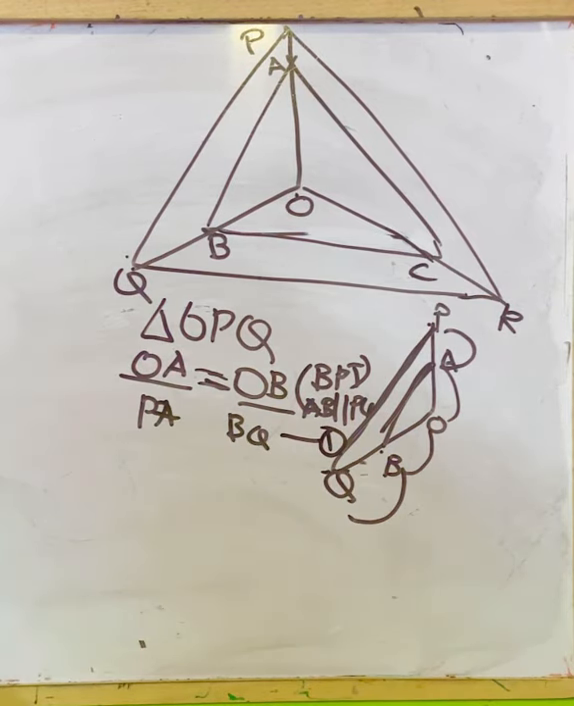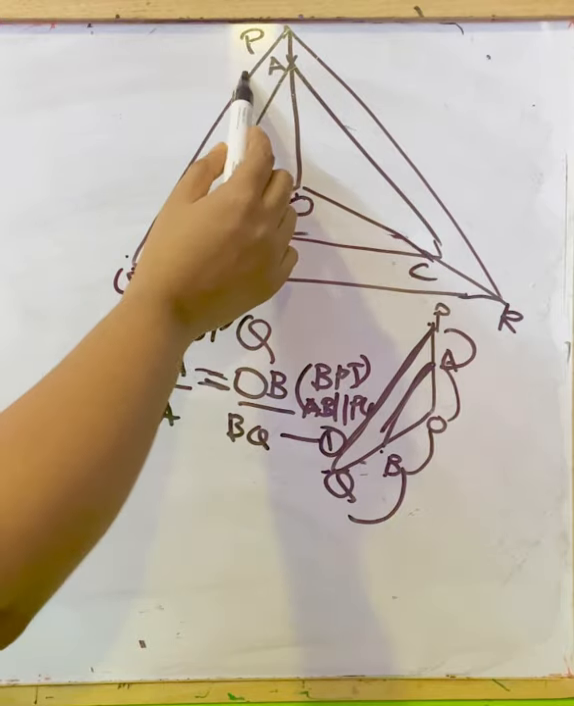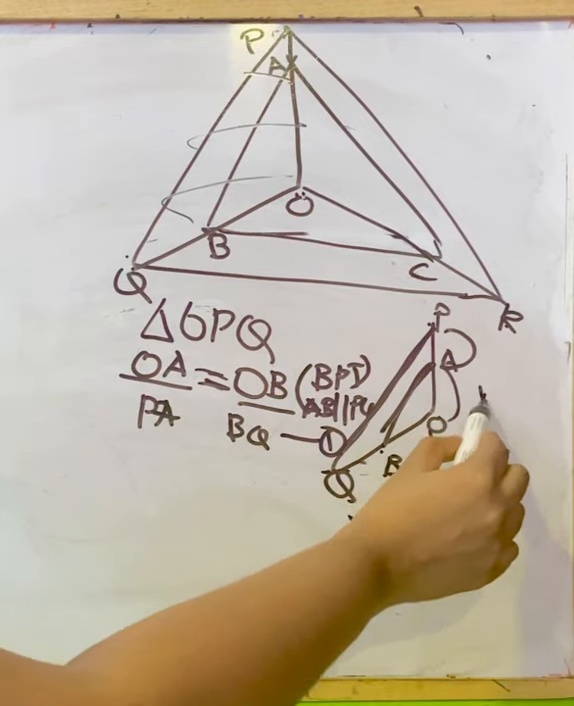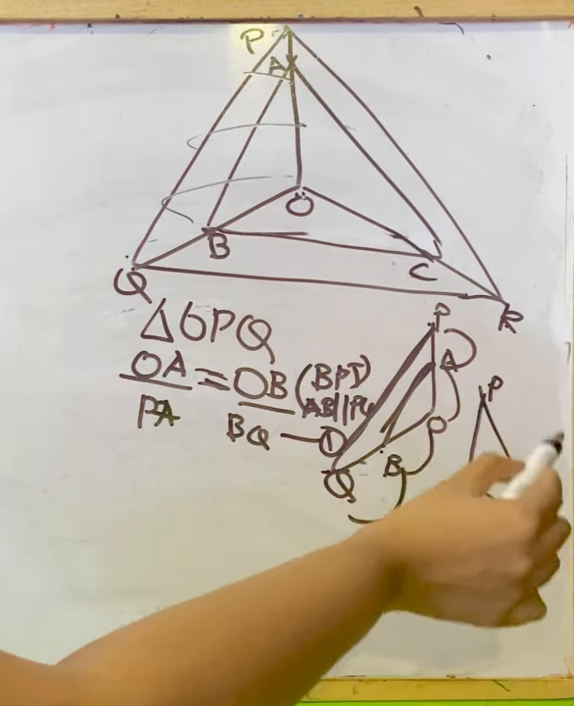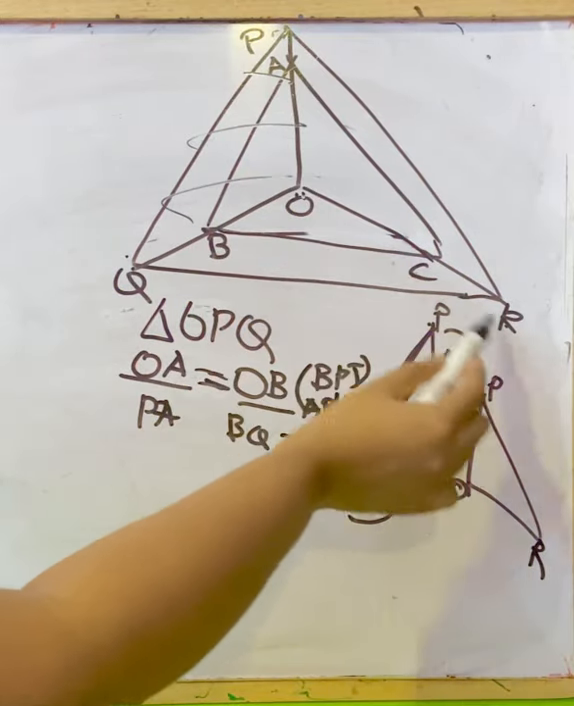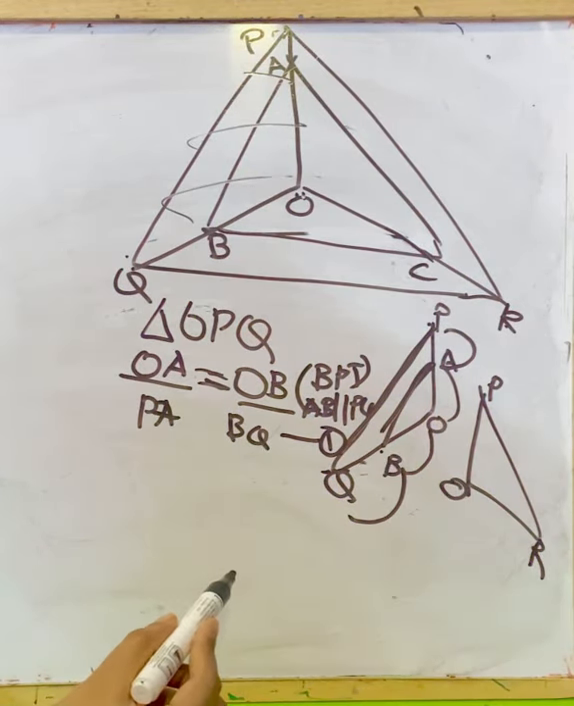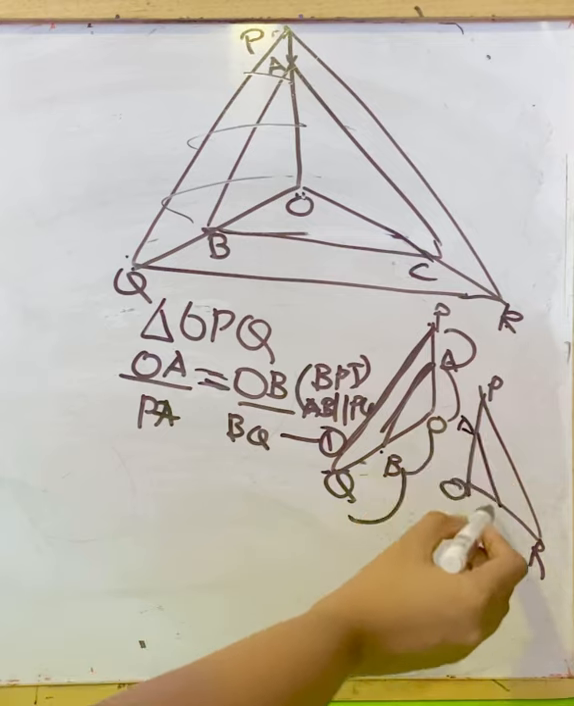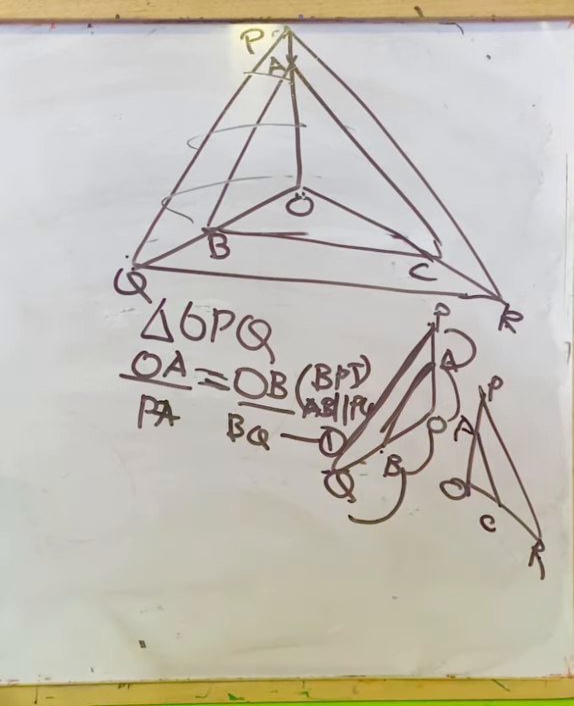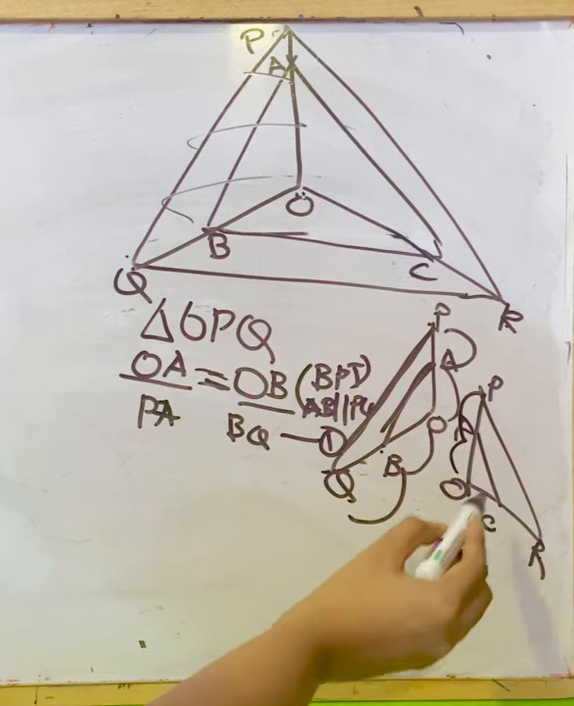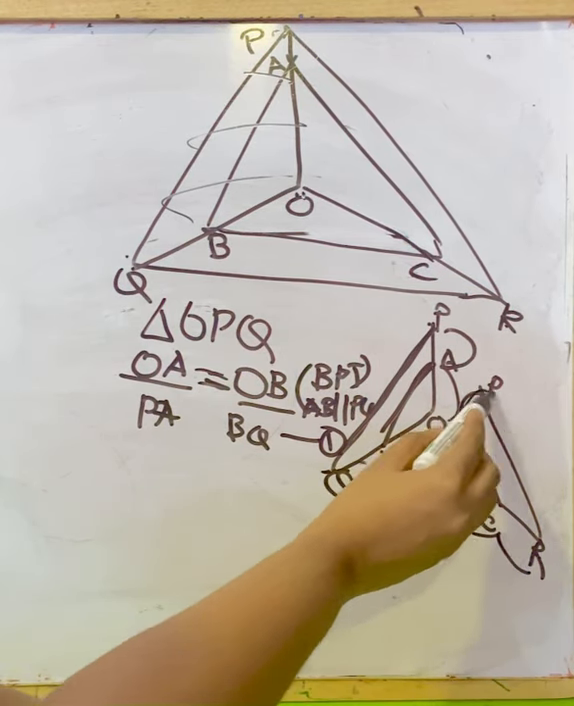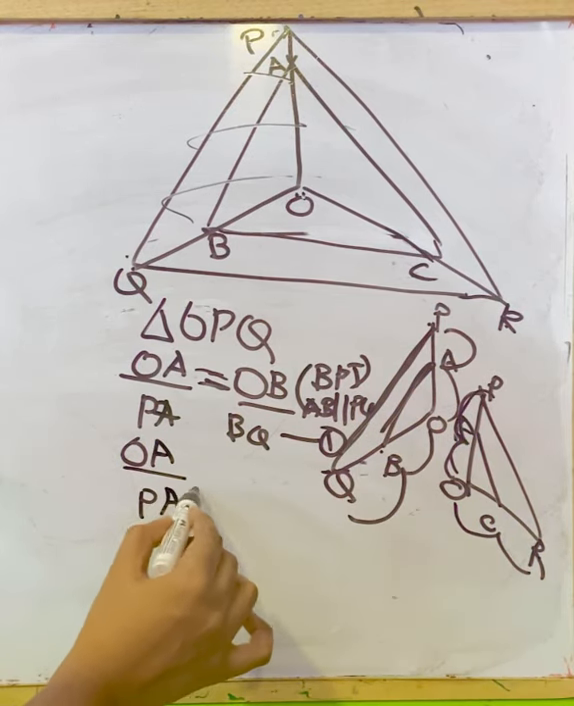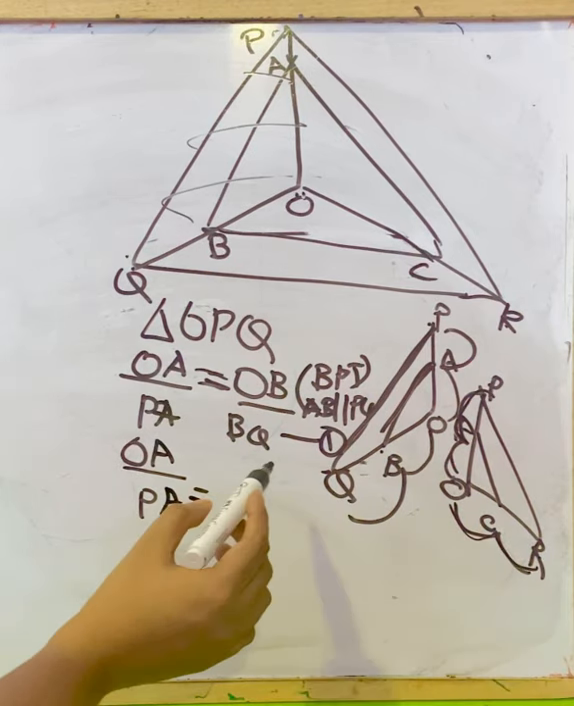Now, the next condition is in triangle OPR. First we consider this triangle. Now we are going to consider OPR, the triangle on the right side. In that we have AC parallel to PR. We have a parallel line here. Then we can write the proportionality of sides like this: OA by AP, or PA, since AP is PA. OA by PA equal to this side OC by CR.